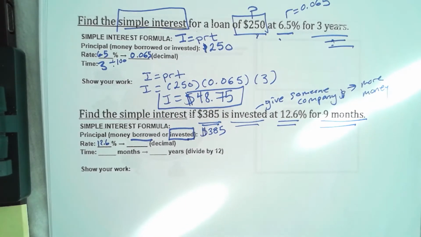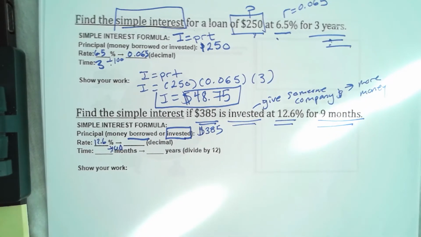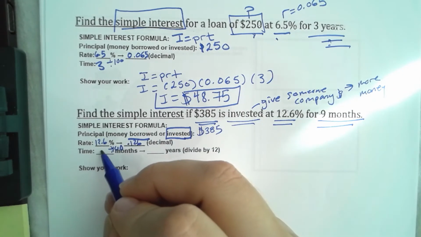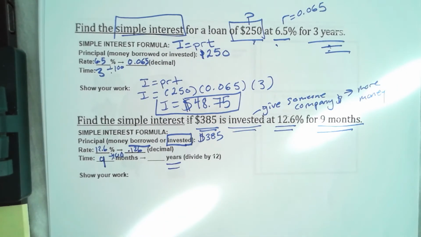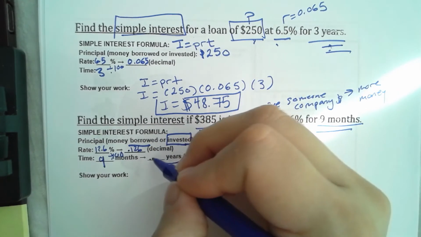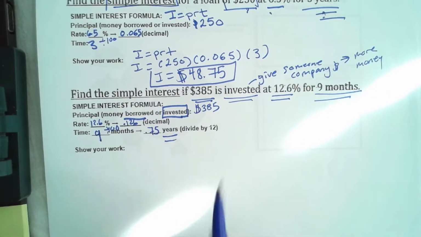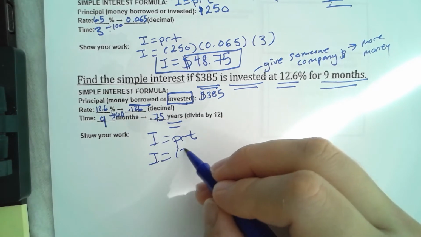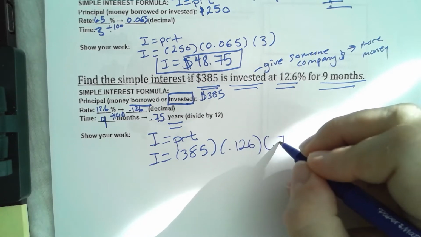The interest rate is 12.6%. Remember, I'm not going to write that in my formula for R. I need to divide by 100 to get the decimal, and it's going to be 0.126. Time is 9 months. But remember, I need to make sure it's in years, so I divide by 12, and it's going to be 0.75 years. Now I'm ready to find the simple interest. I equals PRT. I equals 385 times 0.126 times 0.75.